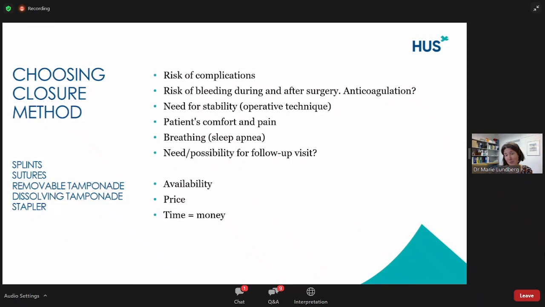I understand that in most European cities it's always possible to have a follow-up visit. It's the same in Helsinki, which is a large city, but we also have Lapland in this land up north, where you might have 400 kilometers to your closest hospital. So then the follow-up visit is not that easy to arrange. Then, of course, the availability, price, and time is money, especially in the OR.